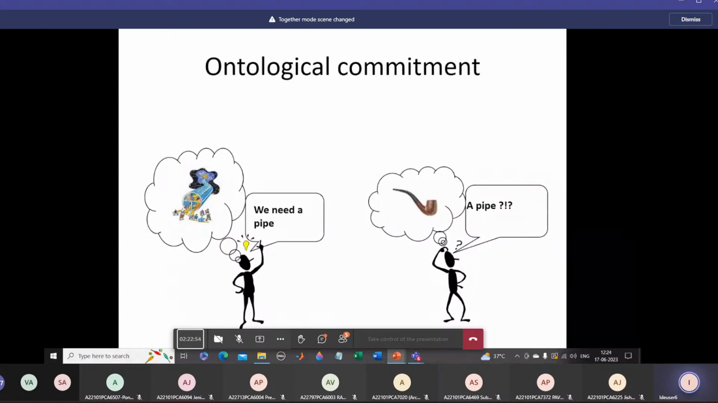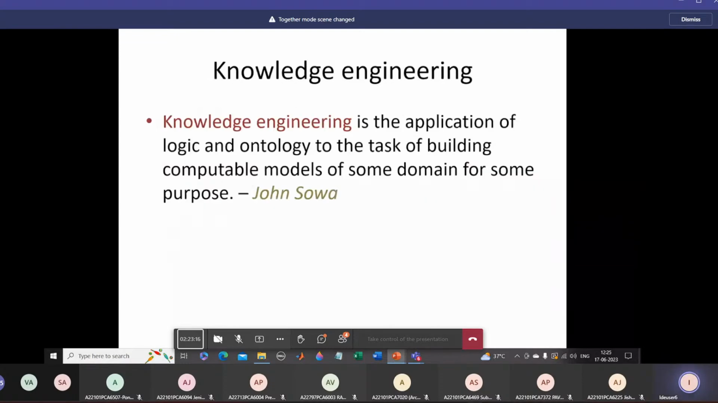One is saying we need a pipe. One is asking whether it's a pipe. He doesn't know what you mean by pipe. The agreement on the meaning of the vocabulary used to share the knowledge. So both should know what you mean by a pipe. He means it one way and he means it another way, right? Okay, so some sort of agreement should be there on the meaning so that they can share the knowledge.